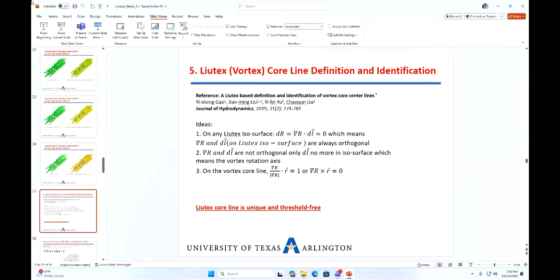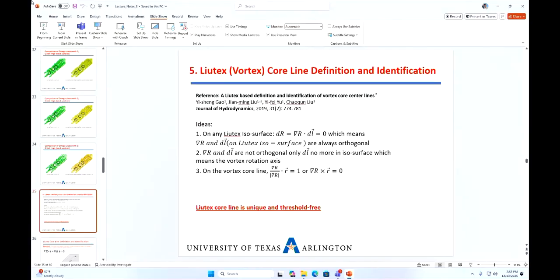Well, I'm more serious about the vortex core line. I think I give the definition like this. For the isosurface, we know that dR is 0, because on the isosurface they are all the same. The vortex strength is 0, the Q strength is 0. So it is an isosurface.